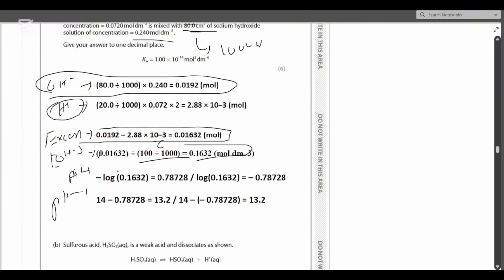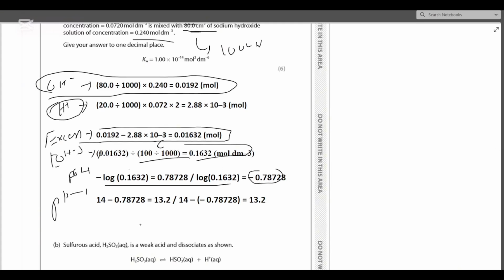Now as we know the OH minus concentration, we can easily find pOH by using this equation, which is this much. We know that pH plus pOH is equal to 14, so we can just rearrange the equation and subtract pOH from 14 in order to get the required pH, which is 13.2.